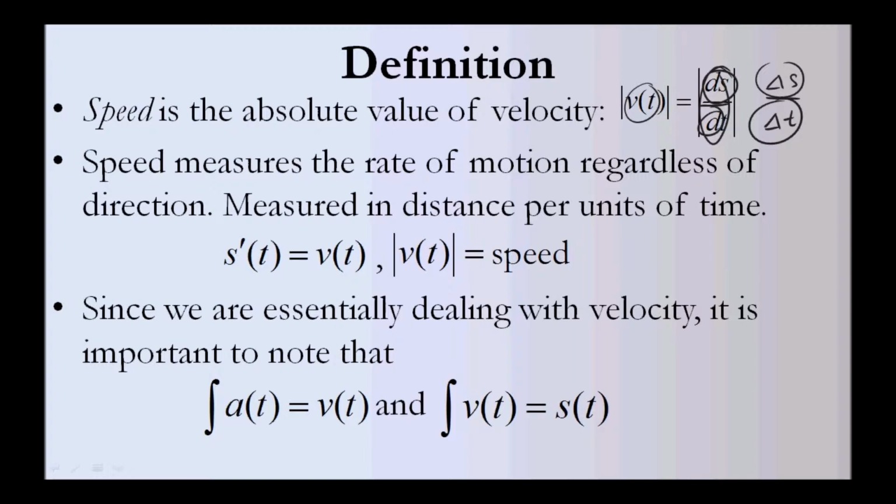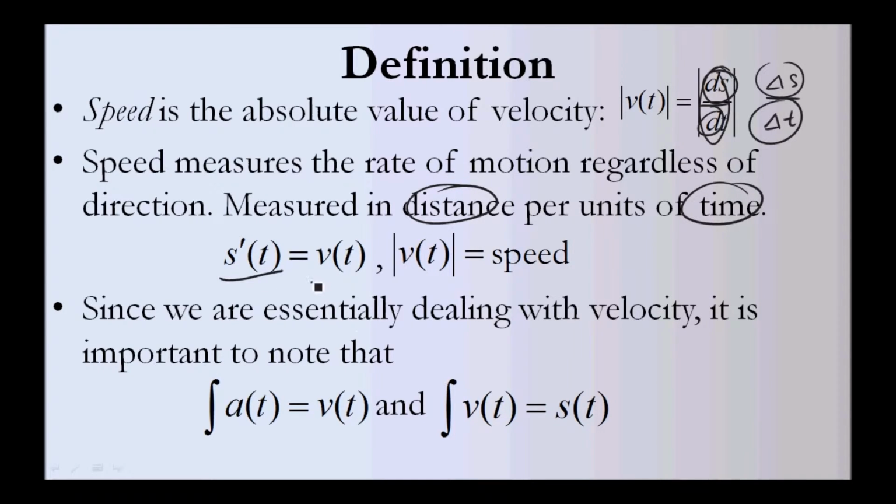Speed measures the rate of motion regardless of direction. That's why we have the absolute value, because for velocity, direction is a component of velocity. Velocity entails speed and direction. However, speed is the magnitude of velocity. As such, the absolute value of velocity needs to be taken. So, it's measured in units of distance per time.